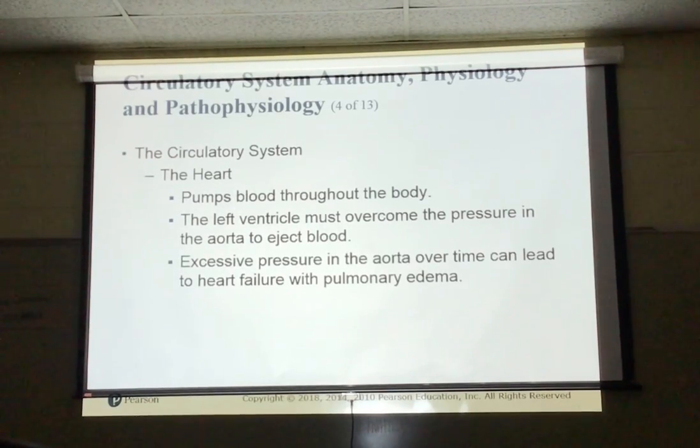All right, the right side of the heart receives what kind of blood? Oxygenated or deoxygenated? Deoxygenated. The right side of the heart receives deoxygenated blood from the venous system and pumps it into the lungs for oxygenation. The left side of the heart receives oxygenated blood from the lungs and pumps it into the body. Okay? The pressure in the pulmonary vessels is low.